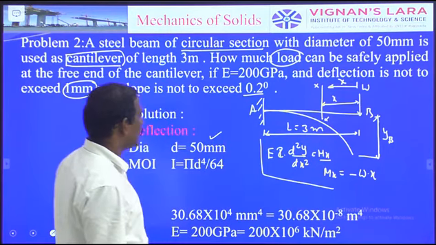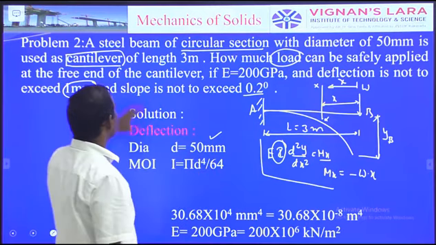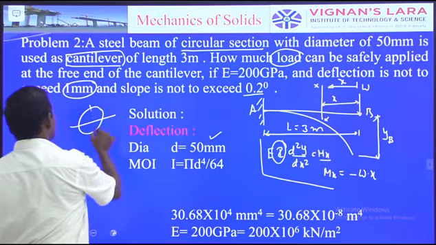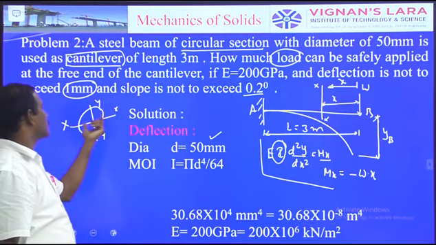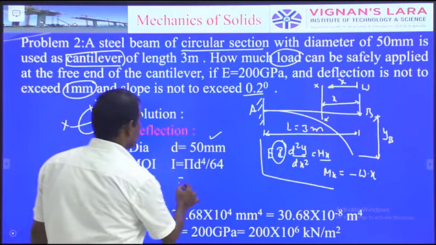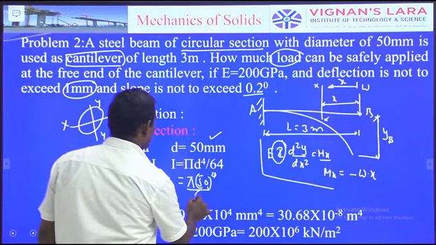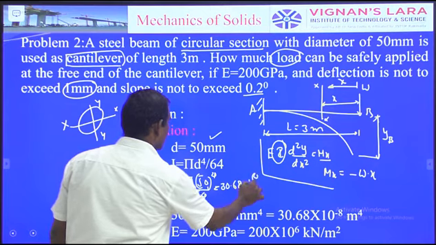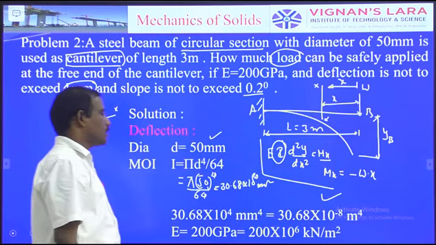So initially calculate the moment of inertia I. I is equal to pi d power 4 by 64, since it is a circular cross section, and this is the diametrical axis represented by xx or yy. The moment of inertia of the circular section about its diametrical axis is pi d power 4 by 64, which is equal to pi into 50 power 4 divided by 64. Finally, that becomes 30.68 into 10 to the power 4 mm power 4. It is converted into meters power 4, that is equal to 30.